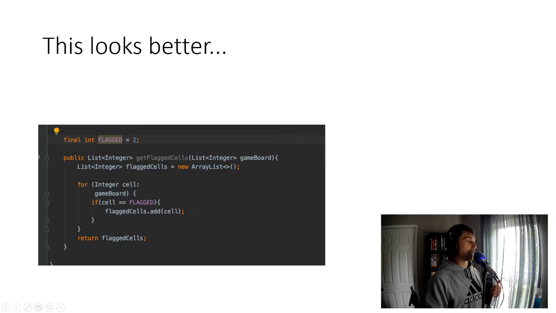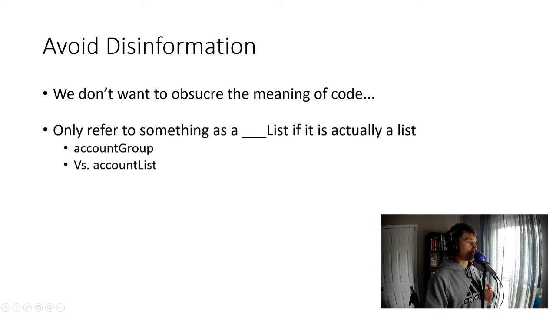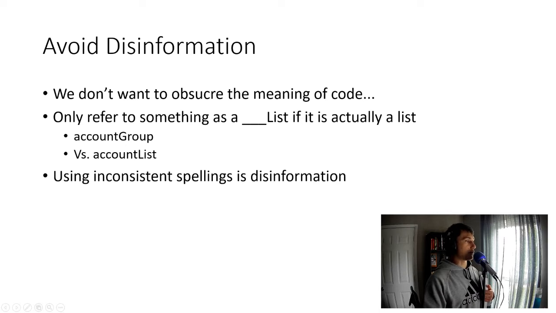But okay, so now we have some context. If the cell is equal to the number 4, that means it's flagged. If it's flagged, we want to return all those flagged cells. Looks way better. Continuing on, Tim talks about how you want to avoid disinformation.